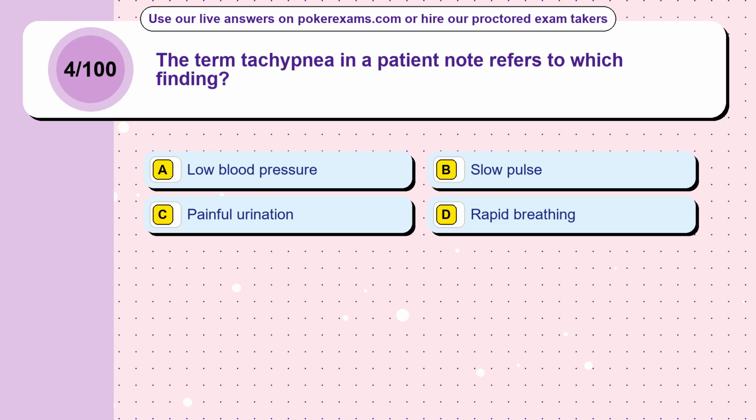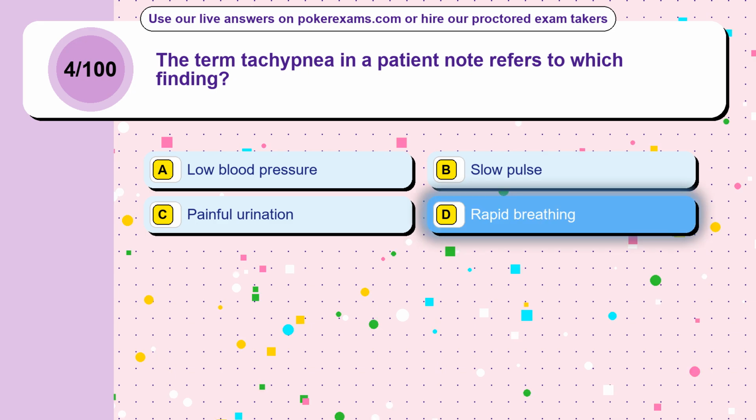Question 4. The term tachypnea in a patient note refers to which finding? Option A. Low blood pressure. Option B. Slow pulse. Option C. Painful urination. Option D. Rapid breathing. The correct answer is option D.